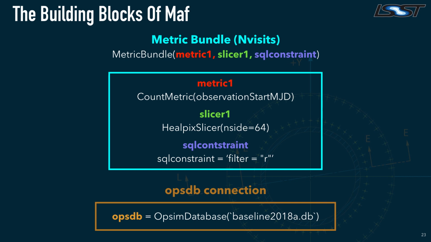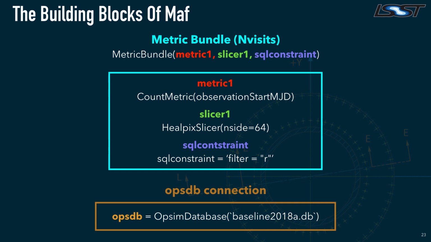And hopefully now some of these names have some meaning to you, and you can associate these different pieces with an actual physical tabular data source. So again, we have this metric bundle. In this case, we're going to be calculating end visits. The metric bundle has a metric, a slicer, and a SQL constraint. And then at the bottom of this, we have this OpsDB connection, which is this OpsSim database.